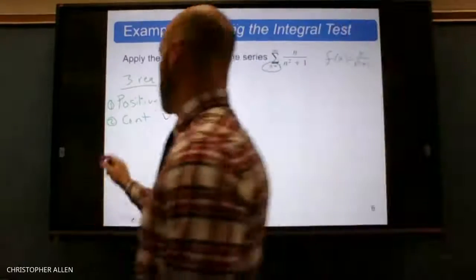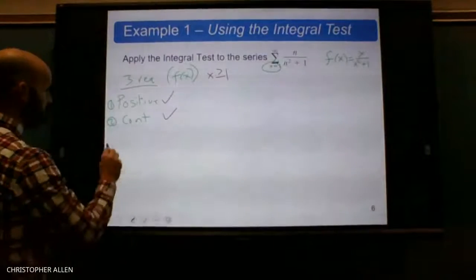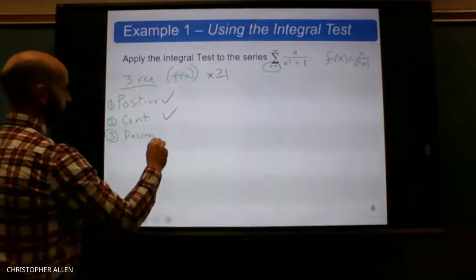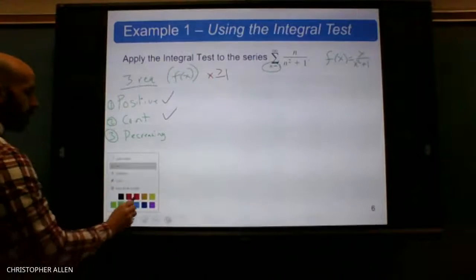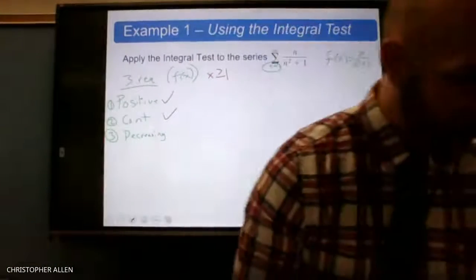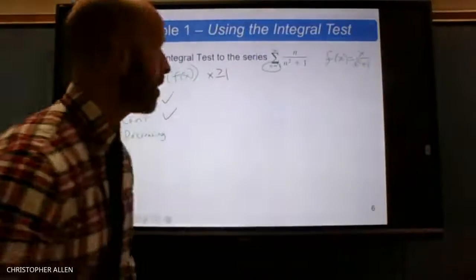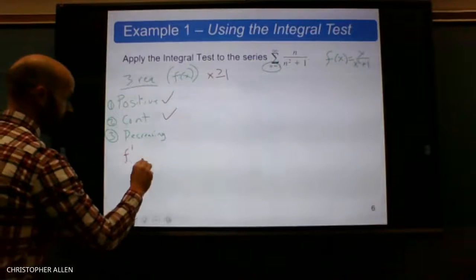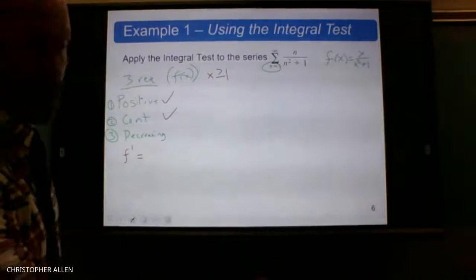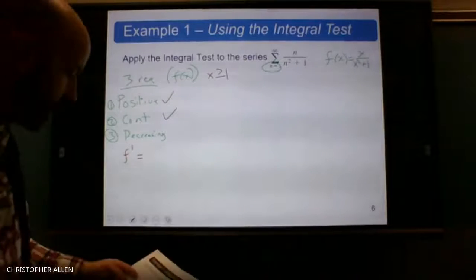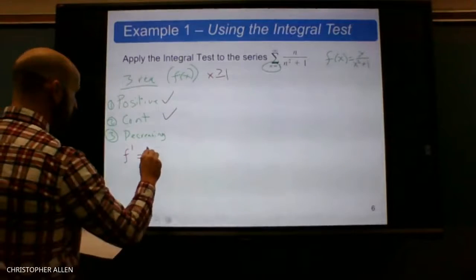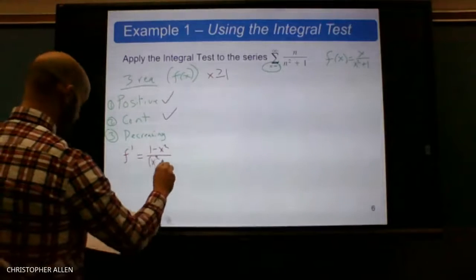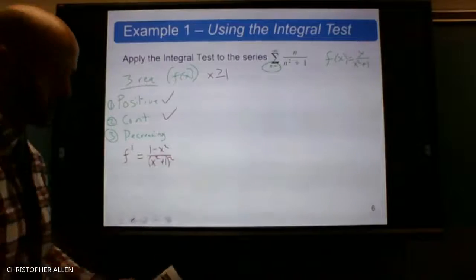The third requirement is the hardest one to deal with. We need to make sure that it is decreasing. So this is the tougher one, and I'm going to cheat here just a little bit. How do we tell if a function is decreasing? Well, we look at its first derivative. I'm actually not going to use the quotient rule. I've already done the derivative just to speed this process up. You'll get 1 minus x squared over x squared plus 1 squared.